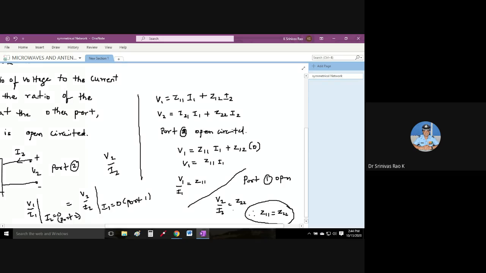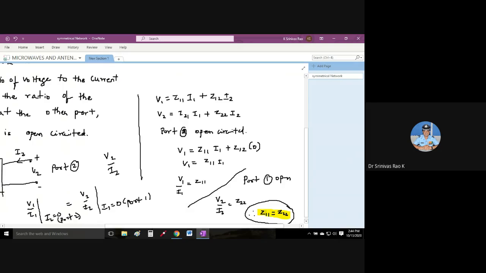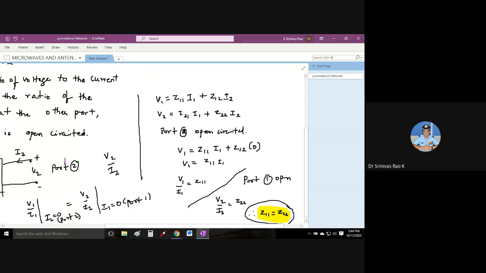Tomorrow a question may come, prove that the network is symmetrical. Then you need to show that Z11 is equal to Z22. Sometimes you may be given a small resistive network with many resistances, and asked to check whether it is symmetrical or reciprocal. So you take the matrix and do the transpose, and if the Z11 parameter is equal to Z22, it is called a symmetrical network. If Z12 is equal to Z21, it is called a reciprocal network.